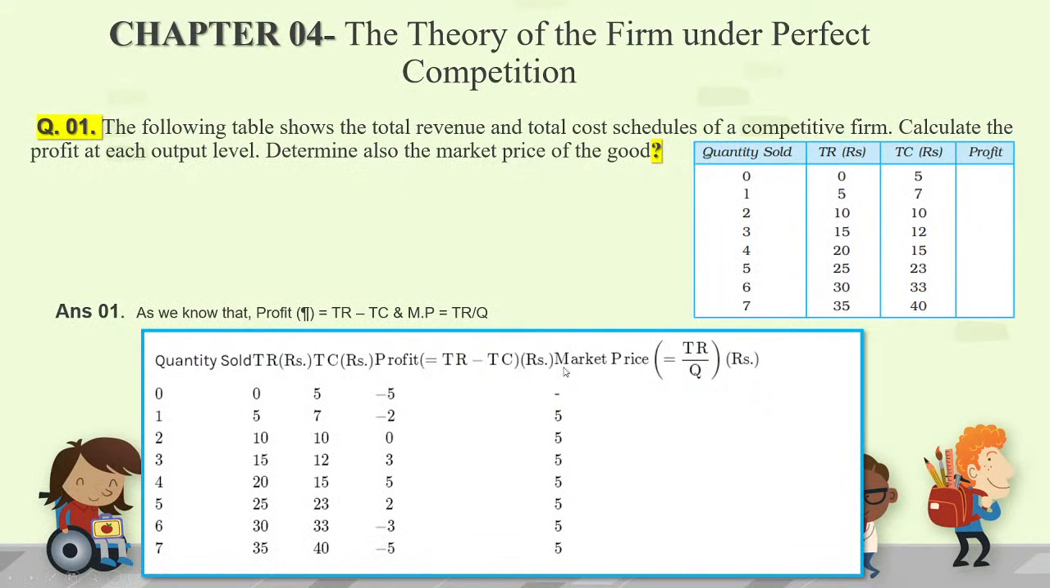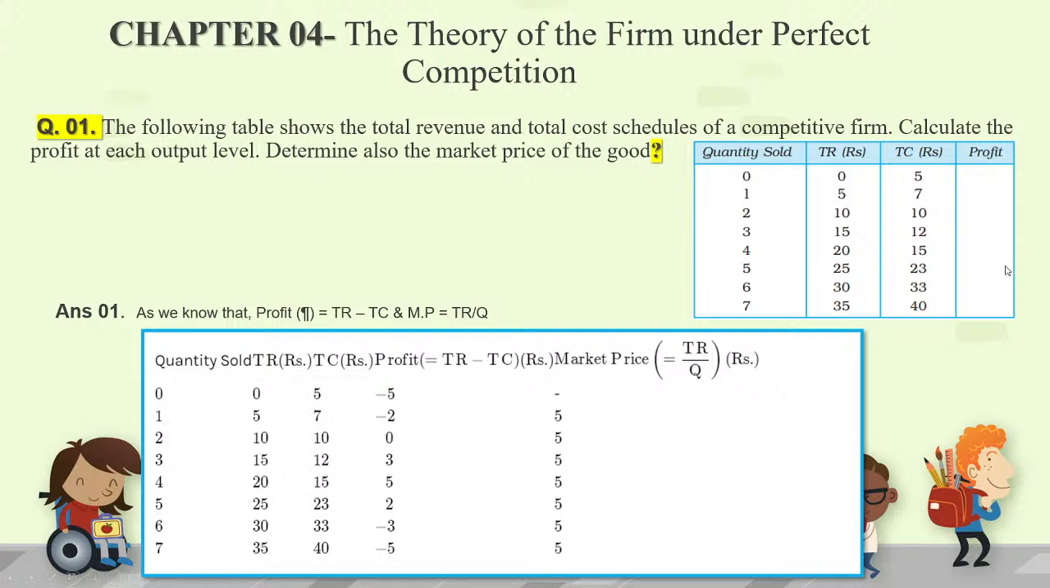So this question gives you a table where you can see there are 4 columns. The first one is quantity sold by a firm, then its total revenue in rupees, then its total cost, and the profit column is empty here. So in this table we have to calculate profit at each output level. As we know, as per the common formula, profit is the difference between the total revenue and the total cost, and we also need to determine the market price of the good.